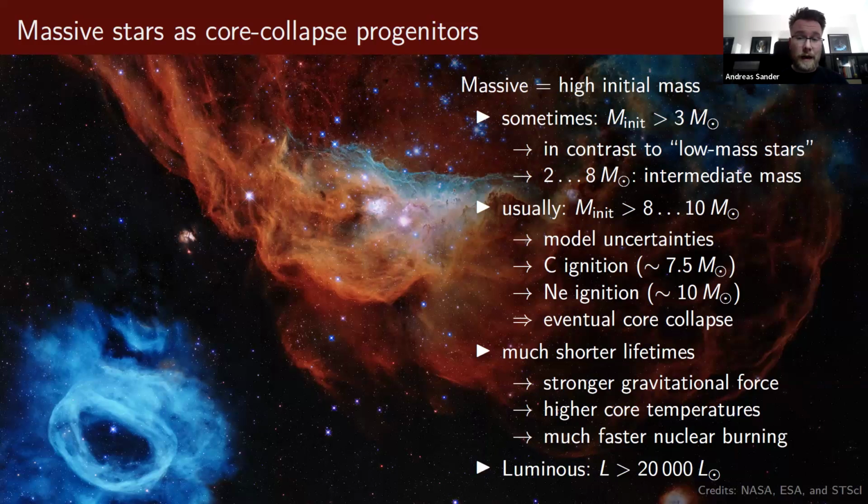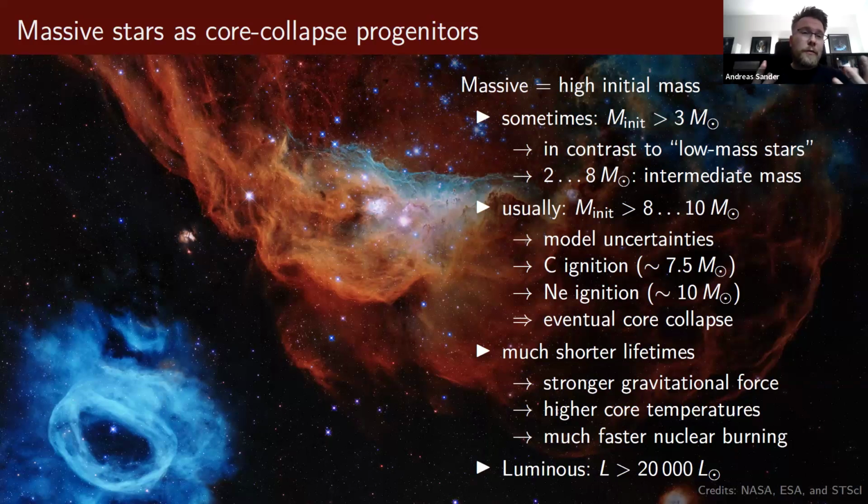The higher mass leads to a stronger gravitational force. The core temperature is much higher, so the nuclear burning time scales are shorter. And these stars are typically also very luminous, and the 20,000 that I list here on this slide is really a lower limit. Most of the stars that you will see in the HR diagrams in the following slides are much more luminous than that.